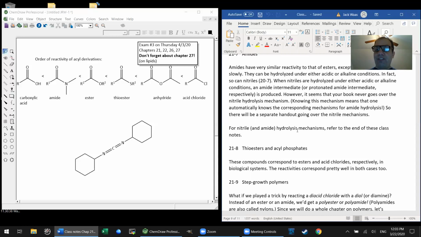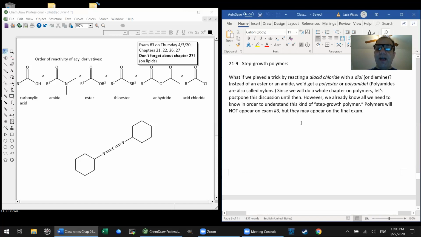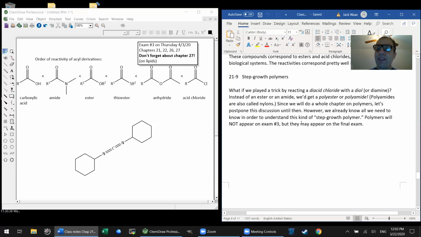So the nitrile turns first into an amide and then goes to the carboxylic acid. The idea being that if you know the nitrile hydrolysis mechanisms, you automatically get amide hydrolysis thrown in for free. And it makes it quite a bit more efficient. So I think you'll see that in just a few moments. Chapter 29 mentions step growth polymers, which is something that we'll cover in chapter 31. So we're going to basically postpone this until then.